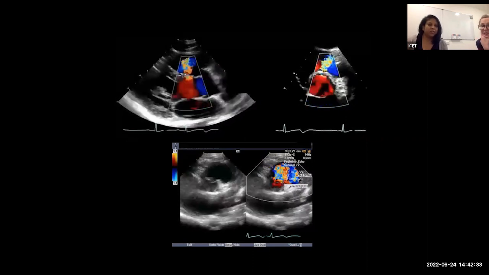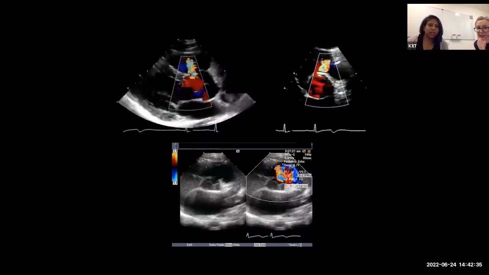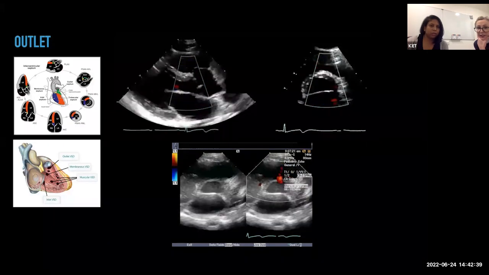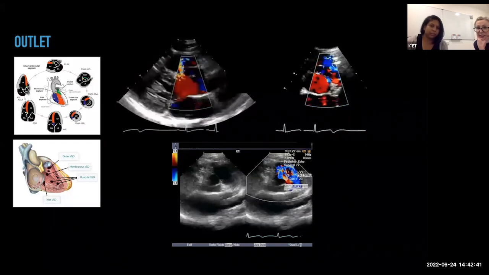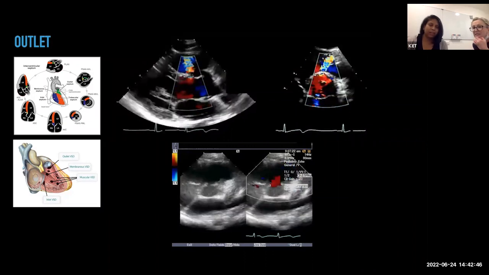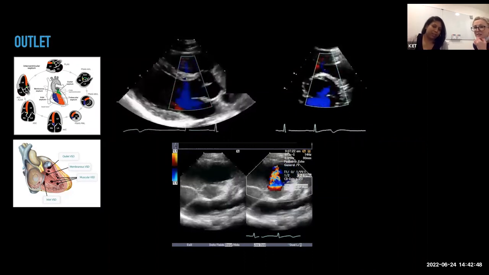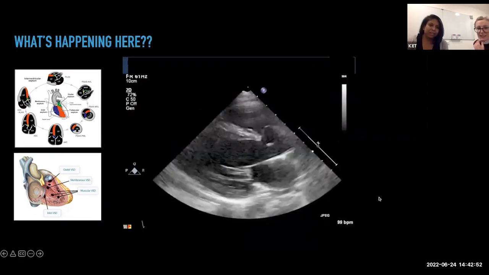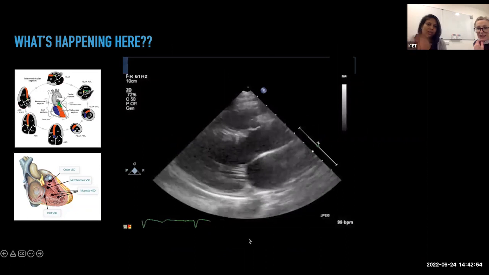Again, this is all just from looking at these pictures. But I'm pretty sure it's one of the, oh no, sorry, that's the wrong one. Yeah, outlet. You can call it subarterial or outlet. I still get confused by the different names that all these VSDs have. All right, so what's happening here? I'll open this to the group.